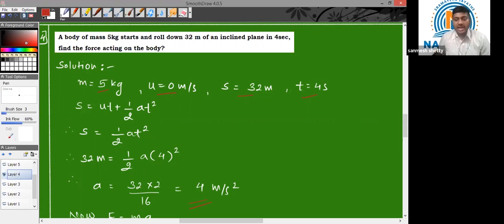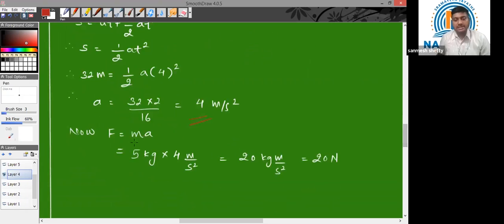Now we have mass and we have acceleration. So force is equal to mass times acceleration simply. Mass is 5 kg, acceleration is 4 meter per second square. So the force will be 20 kg meter per second square. Now kg meter per second square is what, children? It is Newton. So the force is 20 Newton. Let us proceed to our next question.